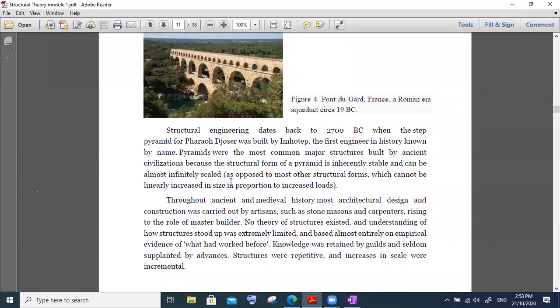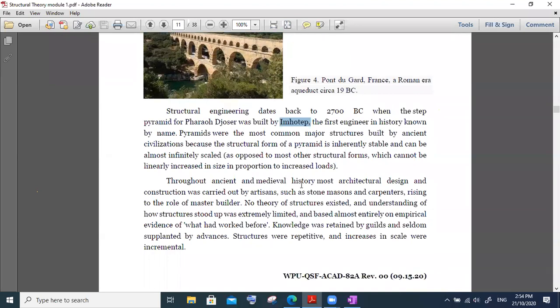Structural engineering dates back to 2700 BC, where the step pyramid of Pharaoh Djoser was built by Imhotep. Imhotep is the first engineer in history known by name. Pyramids were the most common major structure built by ancient civilizations because the structural form of the pyramid is inherently stable and can almost infinitely scale, as opposed to most other structural forms which cannot be linearly increased in size in proportion to increased loads.